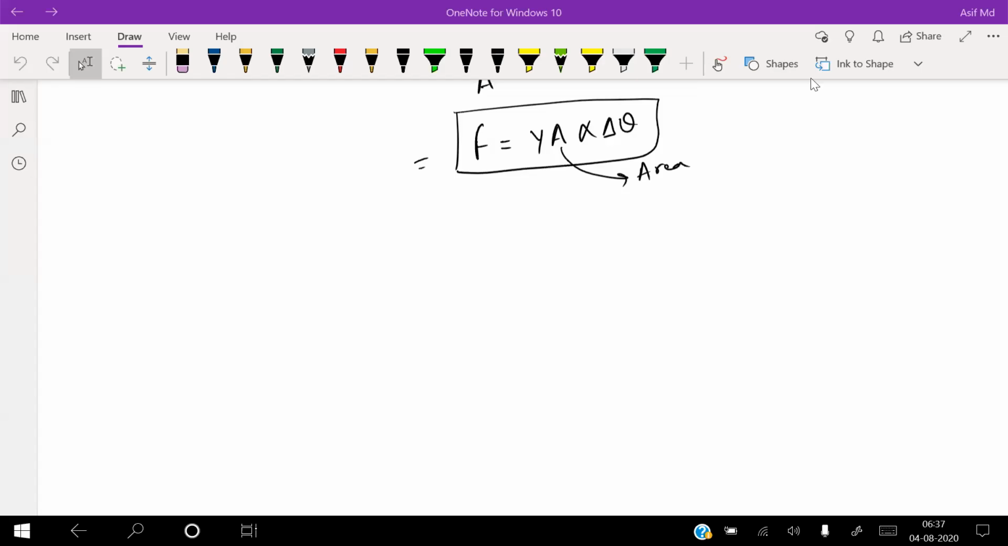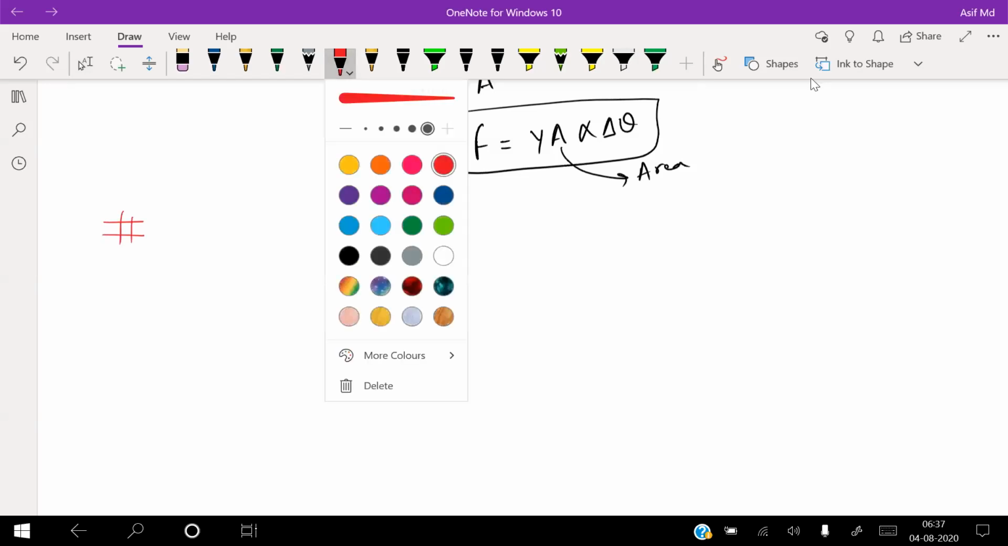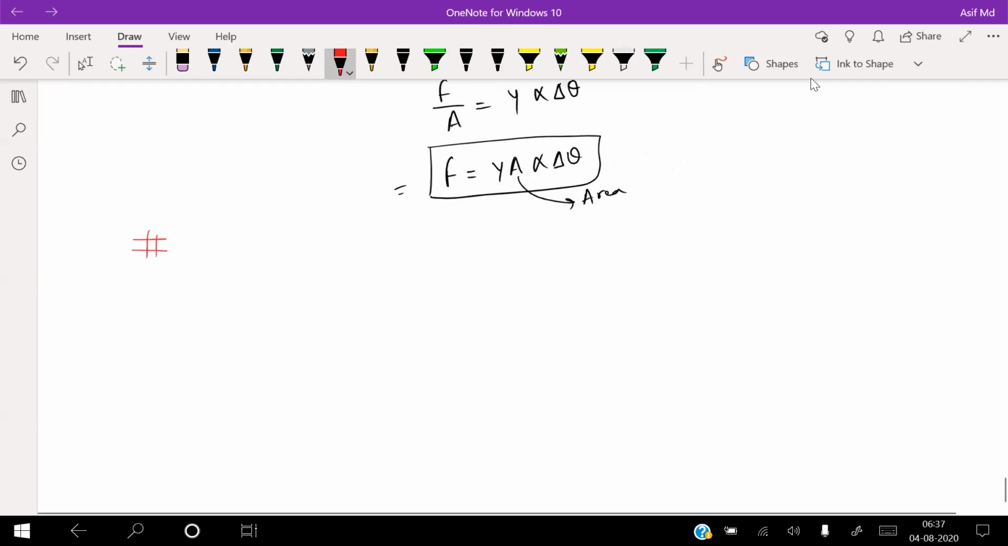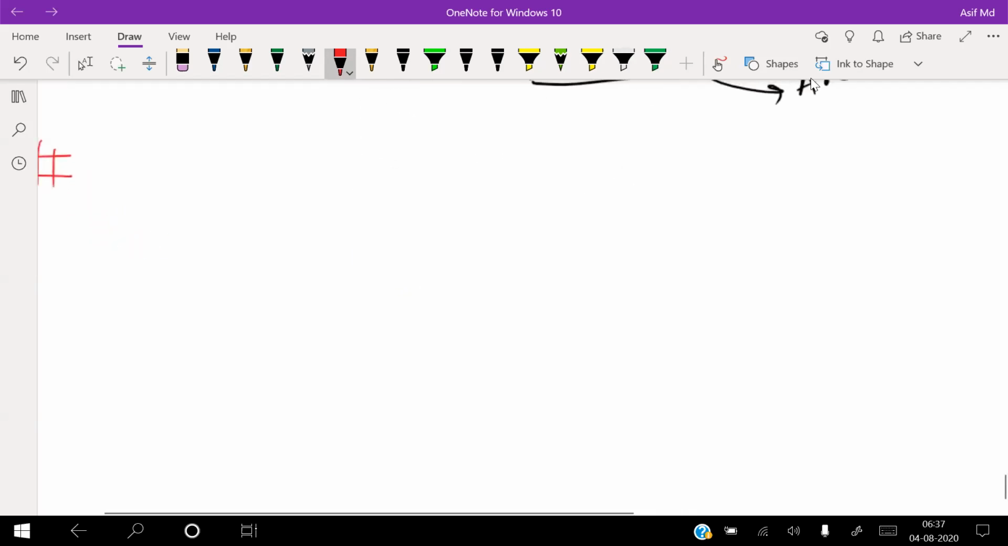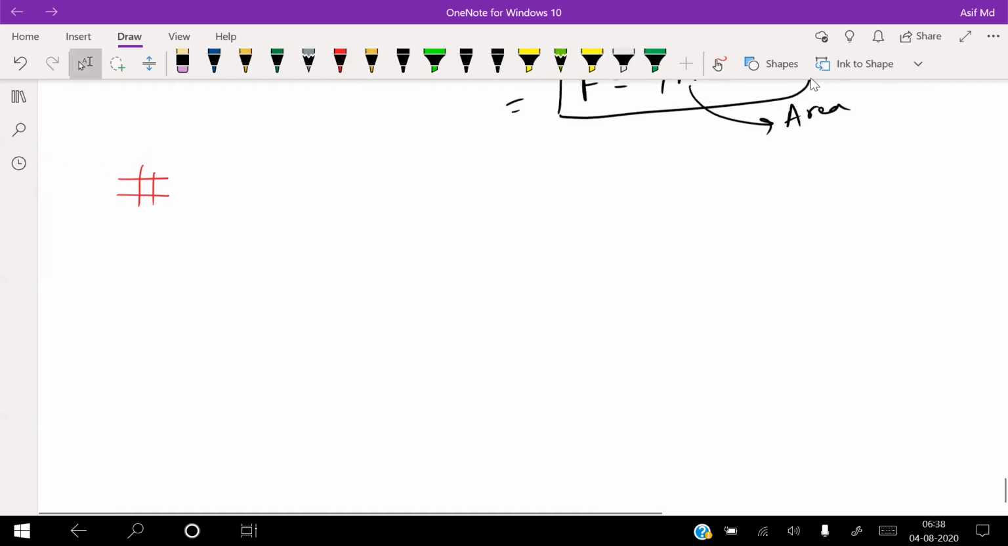Okay, so let us try to start with the next topic. That is your bimetallic strip.